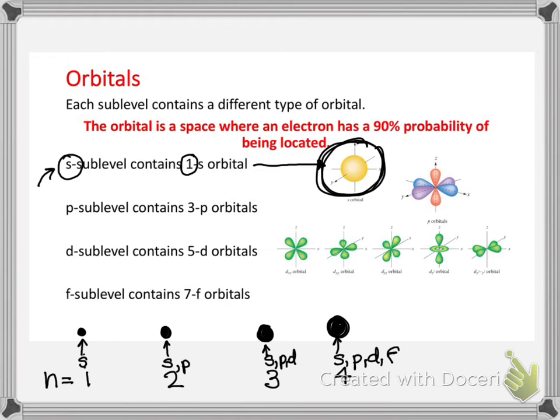So everything that has an S has one orbital in it that looks like a sphere. The one in the 4th level, which we call a 4S because it's in the 4th level, is bigger than the one in the 3rd level, which we call a 3S. Now the P sublevel, remember there's S, P, D, and F. P has 3 equal orbitals inside of it.